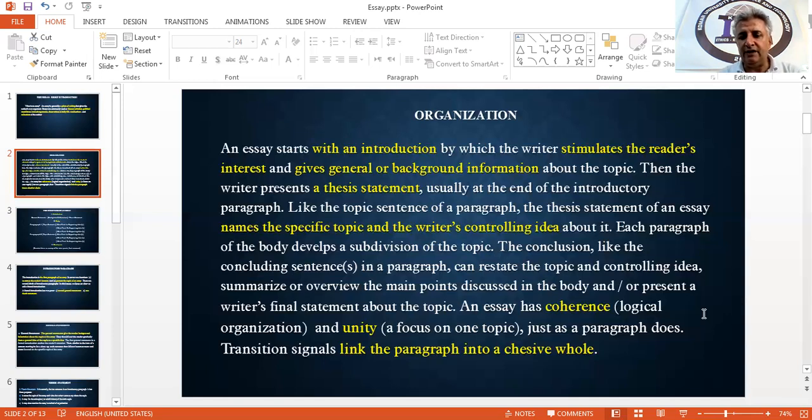And finally, an essay should have coherence, logical organization and unity. There should be a focus on one topic, just as a paragraph does. And there are transition signals that link the paragraphs into a cohesive whole.